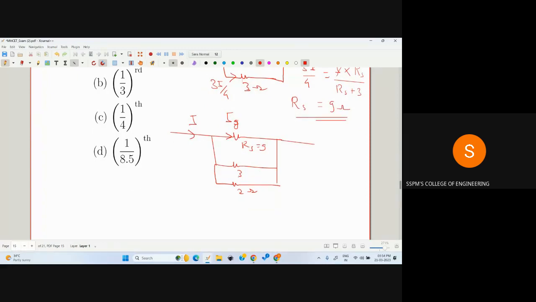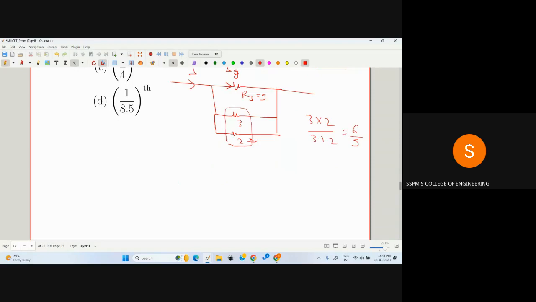Now see how much 3 parallel 2 comes. Its equivalent resistance: 3 parallel 2, 3 into 2 divided by 3 plus 2, is equal to 6/5. So once again I draw the circuit. The total current is I. The current flowing through the RS of 9 ohm, we have to calculate IG, and the shunt resistance is now 6/5.